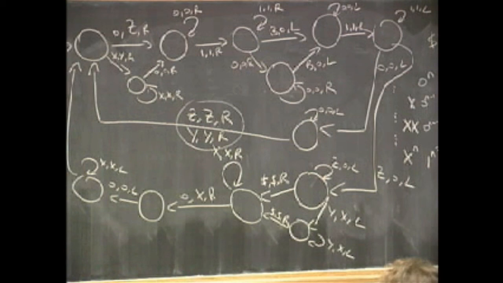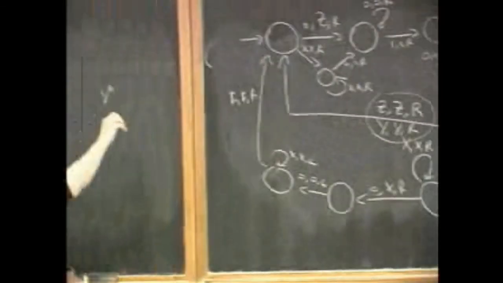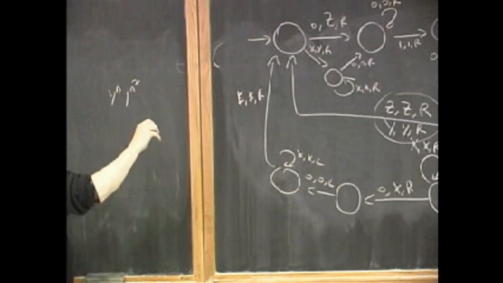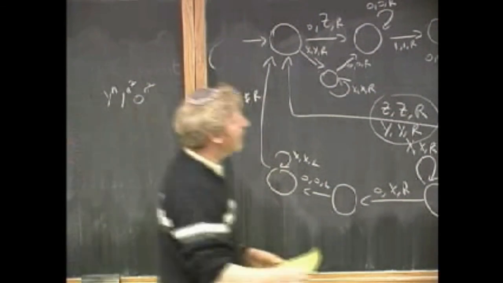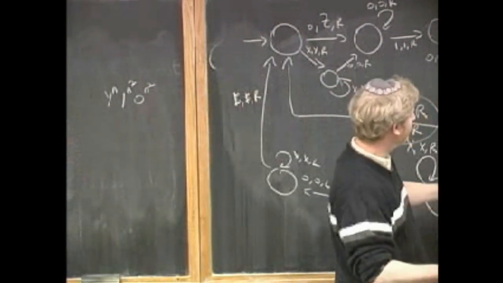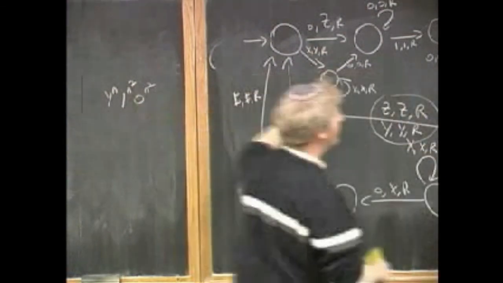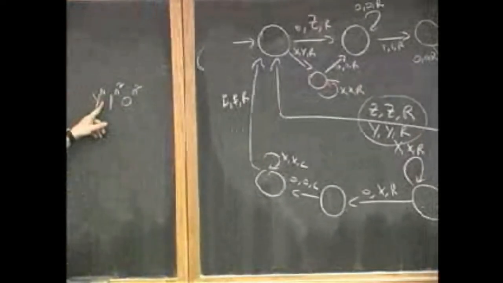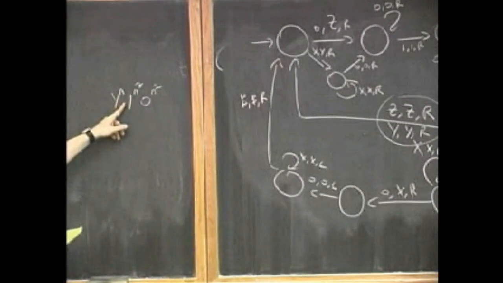All right, so say it looks like this. We've just copied everything over, so it looks like y to the n, right? 1 to the n squared, and 0 to the n squared. And now we are here, backing through the ones. And at this point, I say you're going to get a z, but you might not get a z because it might be a capital Y. And if it's a Y, it means that you're done.